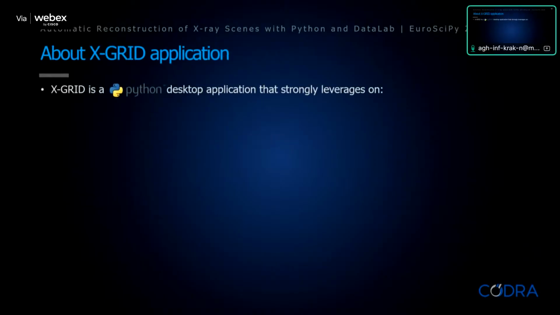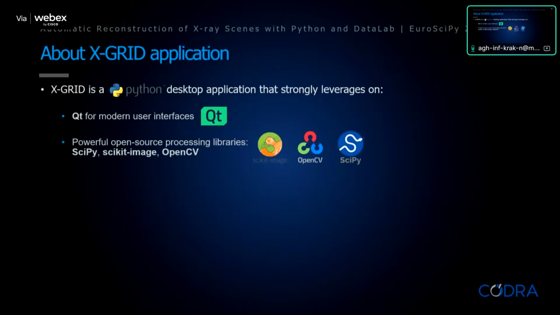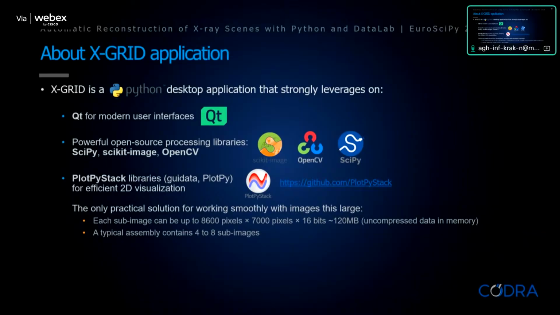So about the XGrid application. XGrid is a Python desktop application which relies on Qt for modern user interfaces, on several open source processing libraries like scikit-image, OpenCV or SciPy. And it also relies on PlotPyStack libraries for efficient 2D visualization. So that is quite important because we need to be able to zoom in, zoom out on the full field scene quite smoothly with the mouse. And to do so, we can't use slow libraries.